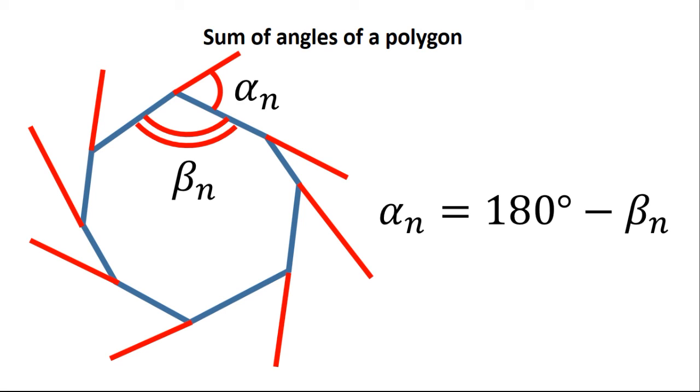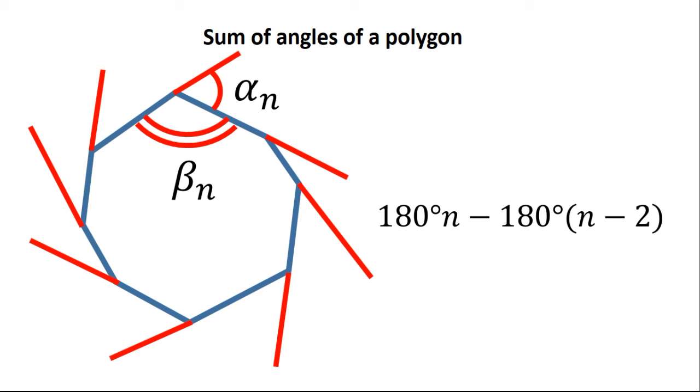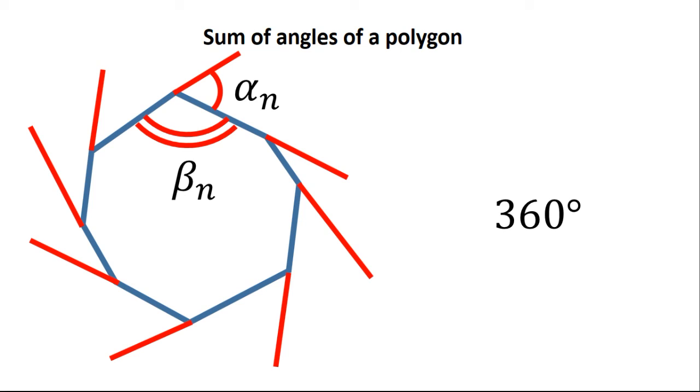So to calculate the required sum of all exterior angles, we should multiply 180 degrees by n and subtract the sum of all interior angles of the polygon, which equals 180 degrees multiplied by n-2. Here n is the number of vertices in the polygon, and it's the number of its edges as well. After all simplifications, we obtain the following result. The sum of all exterior angles of the convex polygon equals 360 degrees.